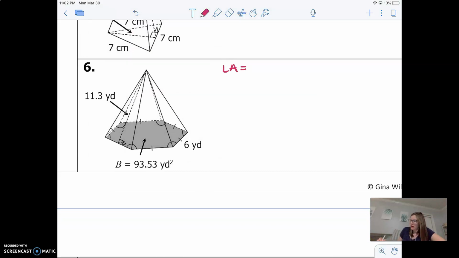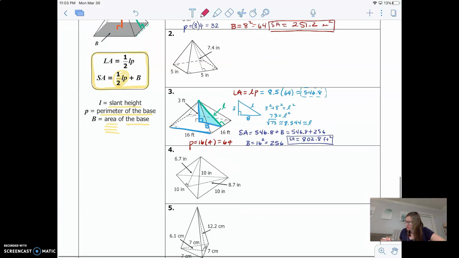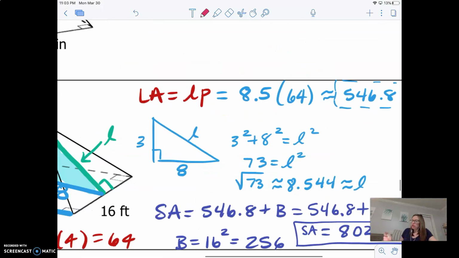Again, lateral area of any pyramid is going to be 1/2 LP. Oops. Did I do that wrong up here? Oh my goodness. Oh, I did. See, I knew the formula was 1/2 LP, and yet up here on number 3, look what Miss Coffee did. She did LP, not 1/2 LP. Miss Coffee. Oh my gosh, and it's not live, so you can't just stop me.